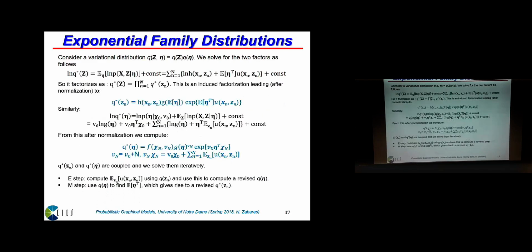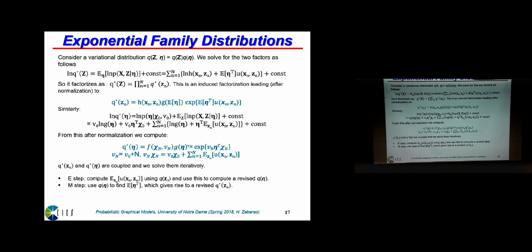Basically you have to use exactly the same ideas as before. You factorize this as q of z times q of theta, and you are looking for q of z and q of theta to be in the exponential family. And surprise, surprise, q of z comes out to be exactly in the exponential family. The only thing you need is the expectation of the parameters, and q of theta also comes out in the exponential family. You can see the updates are standard, and the only thing you need is the expectation with respect to z of the sufficient statistics u of x_n and z_n.